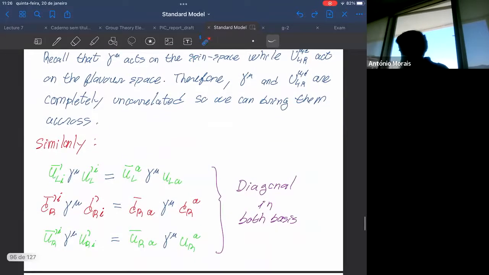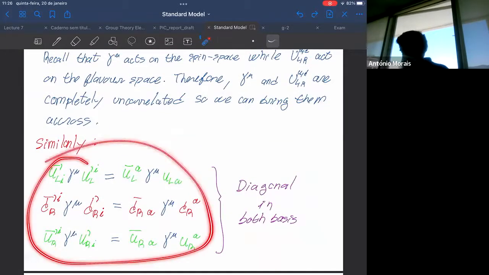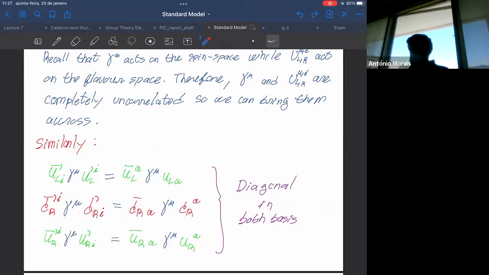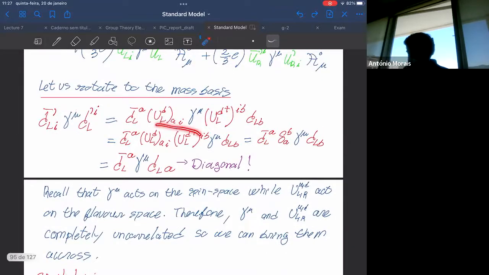And similarly, you do the same for all the other ones. So once again, mass, electromagnetic currents and the Yukawa sector can be simultaneously diagonalized, because the matrix that takes from one basis to the other one cancels out here, you see, or becomes identity. So it works.